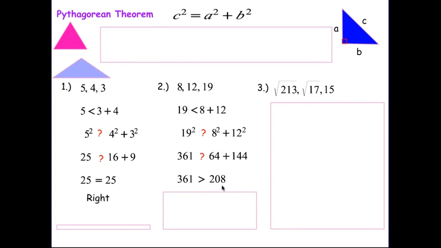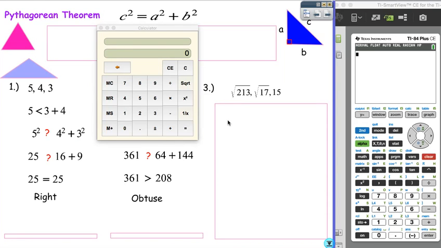361 is greater than 208. What does it mean? Well, that means that we would make an obtuse triangle. All right, let's take a look at one more example. We have the square root of 213, the square root of 17, and 15.